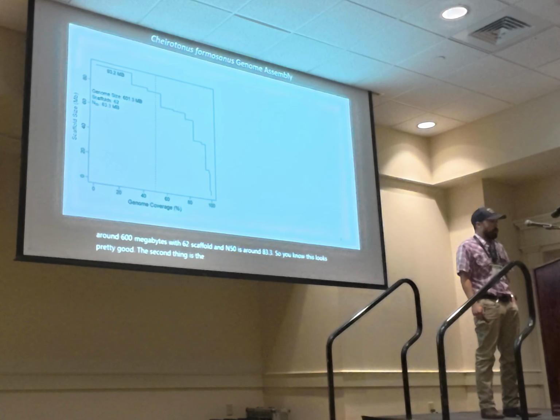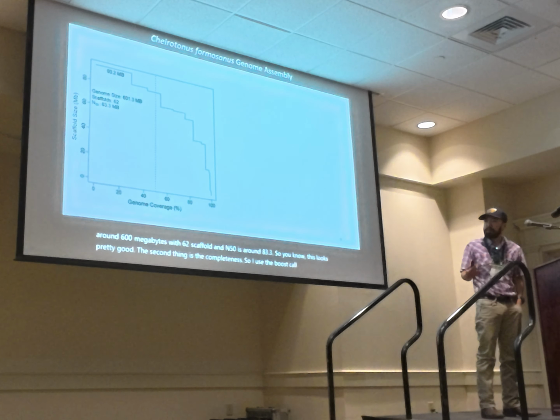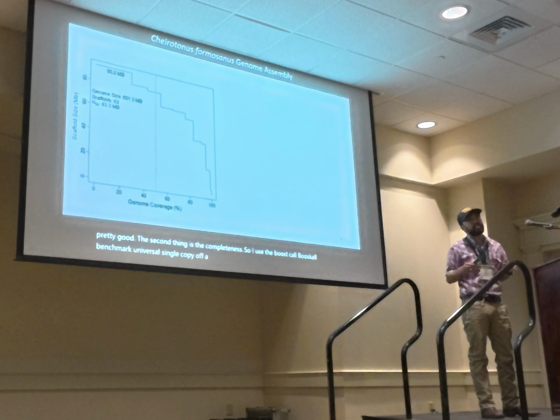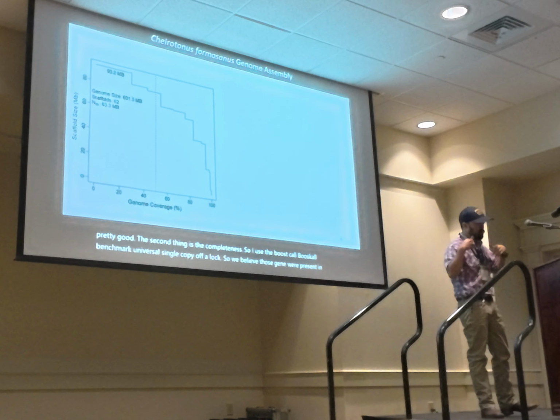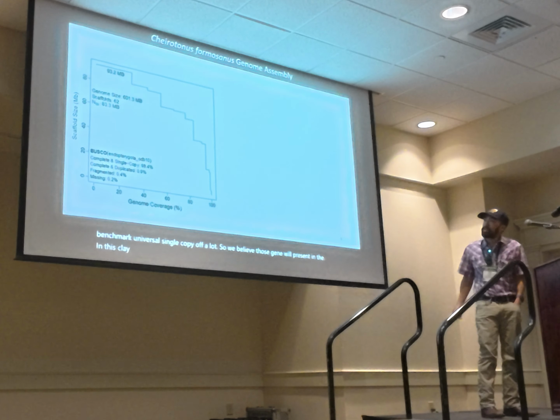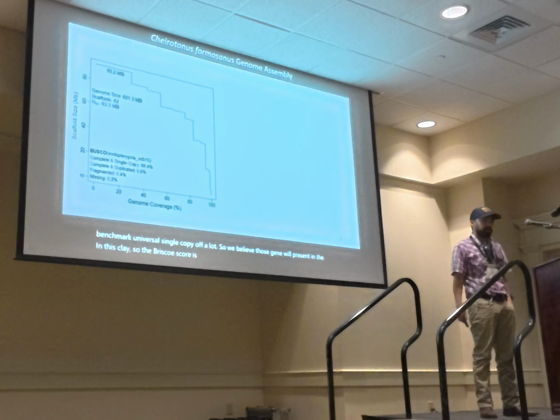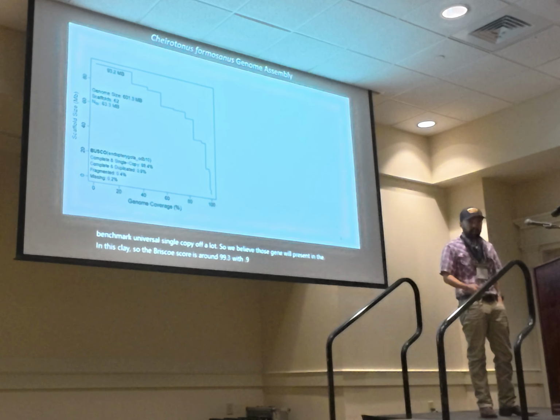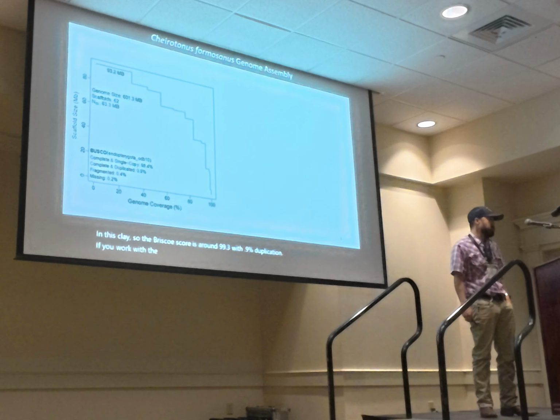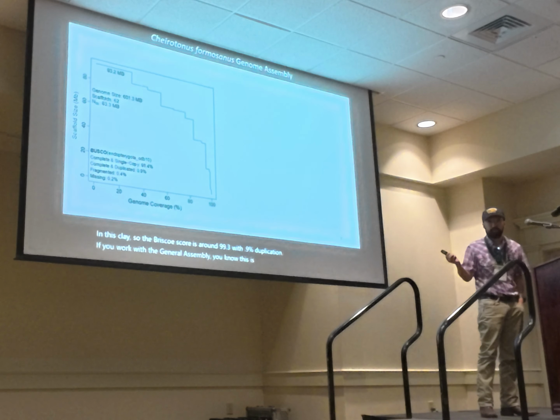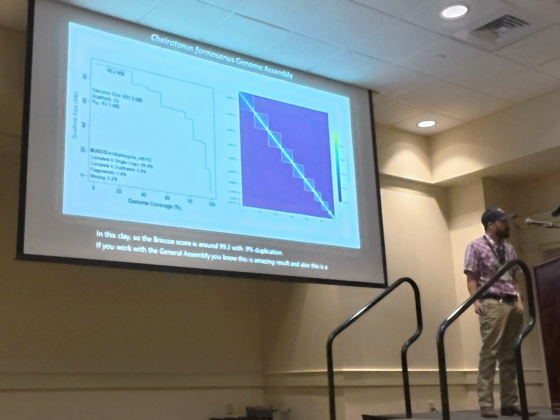So I used the BUSCO benchmark of universal single copy orthologs. We believe those genes were present in this clade. The BUSCO score is around 99.3 with 0.9% duplication. If you work with genome assemblies, this is an amazing result. And also, this is a non-model organism.